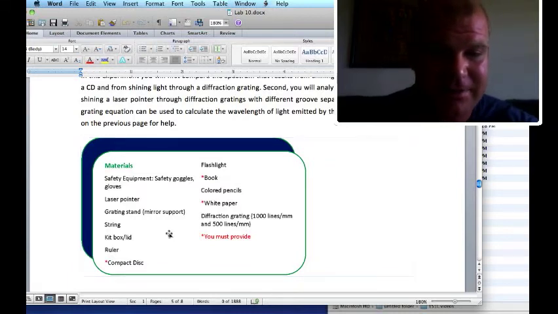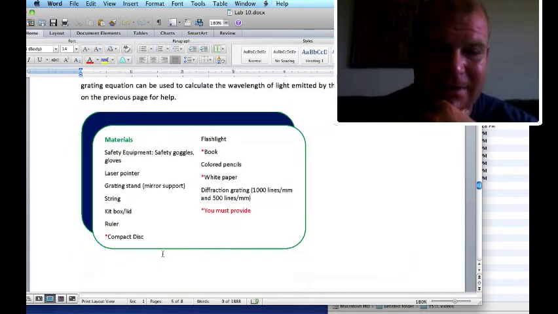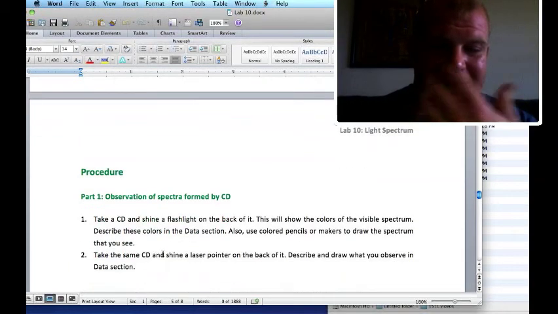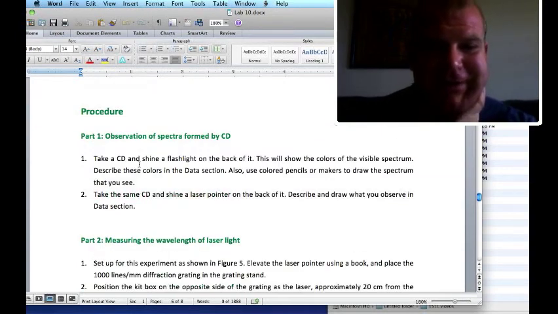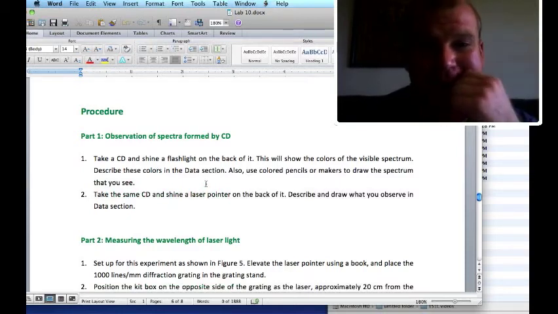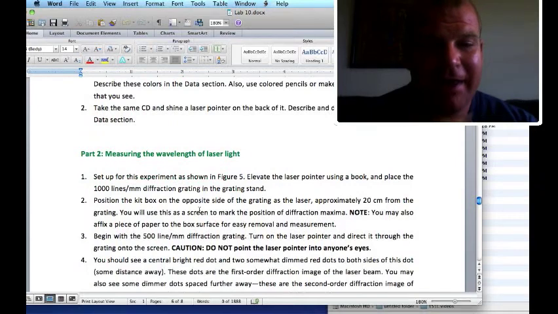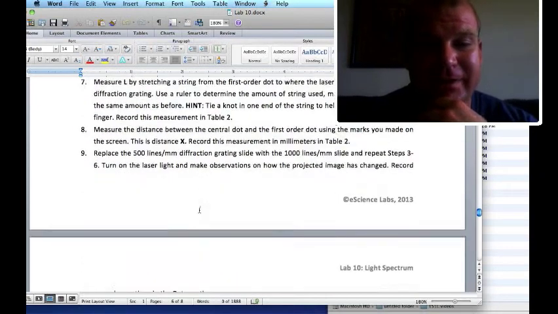We'll see if it has a flashlight. If you don't have a flashlight, you just point it to the light. You've seen the rainbow, maybe on a compact disc. It's pretty easy. Take a CD, shine a flashlight at it, or just hold it to any light, and you'll see the rainbow. Then take that CD, Blu-ray, or DVD and shine the laser pointer at it. You can see the difference. Record that. And then you're going to measure the wavelength of the laser light.